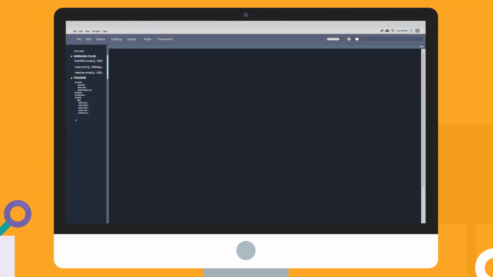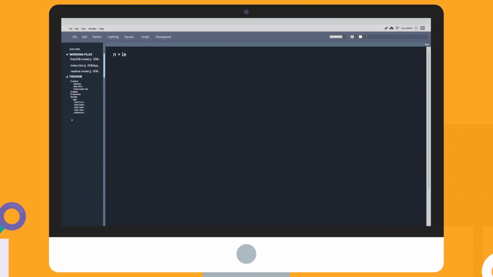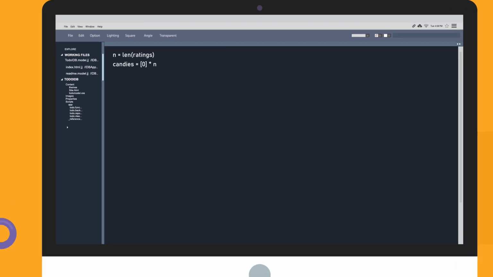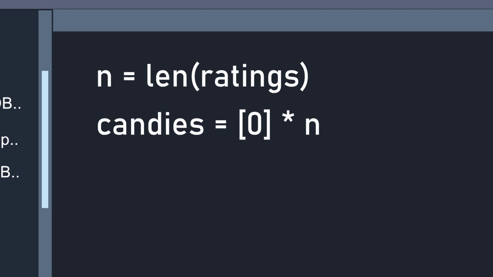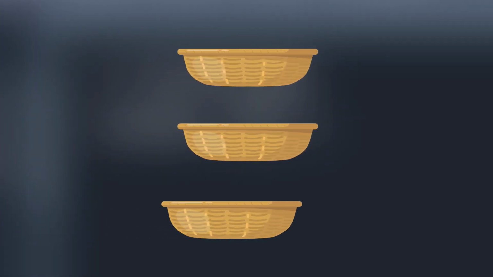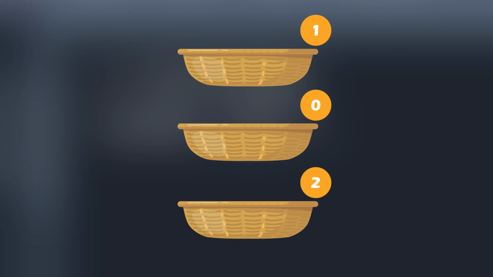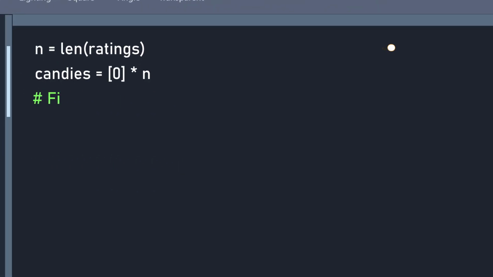The algorithm starts by taking ratings as input and calculates the minimum number of candies needed to distribute. The n variable is initialized to the length of the ratings list, representing the number of children. Each element of the list will be initialized as 0. Imagine someone going through each basket, looking at the rating of the ith basket and deciding who should get more candy. This person will need to make 2 passes.